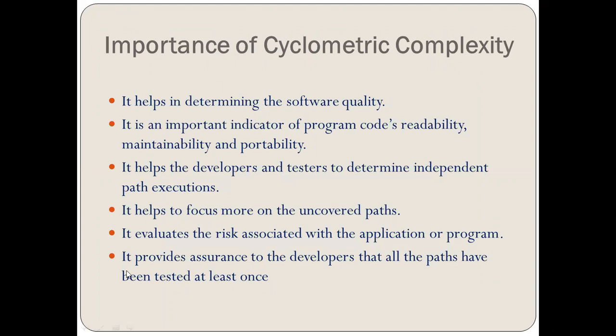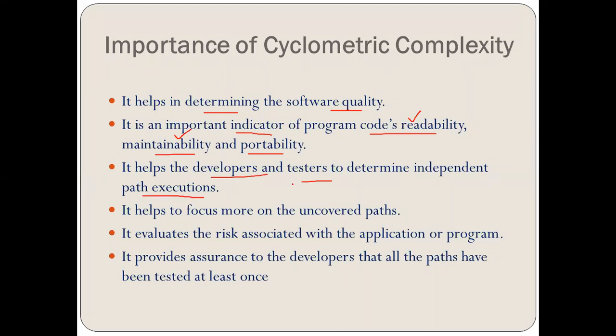Now, what is the importance of cyclomatic complexity? The importance of cyclomatic complexity is that it will help you in determining the software quality. As you can see, testability is difficult in terms of high complexity of the code. That means it defines the software quality. It is an important indicator of a program code's readability, maintainability, and portability. If the code is not very complex, it is considered to be readable, easily maintainable and portable. It helps the developers and the testers to determine independent path execution.